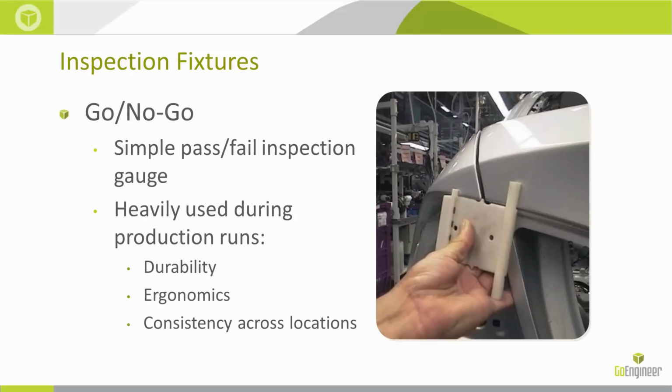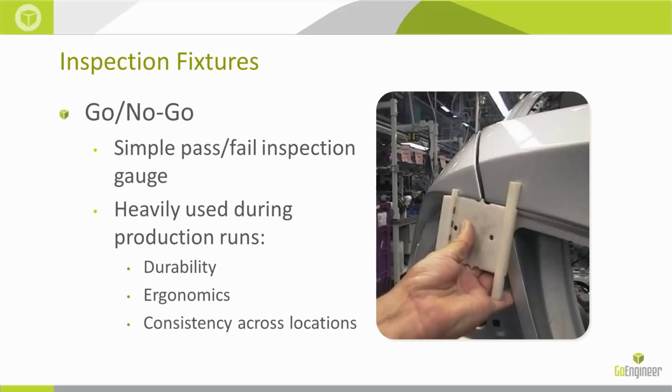So the important thing here is that, when these are in use, they're usually used quite heavily, several times a day. So durability is a key thing. Also ergonomics, it has to be comfortable to use. And then also, consistency across locations, meaning if you have, in this case, we're looking at a car manufacturing plant, if you have manufacturing plants across the nation or across the world, you need your tooling and your jigs and fixtures to match up because you don't want inconsistency in your product.